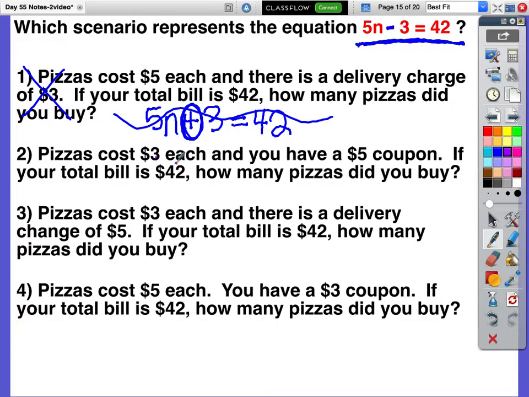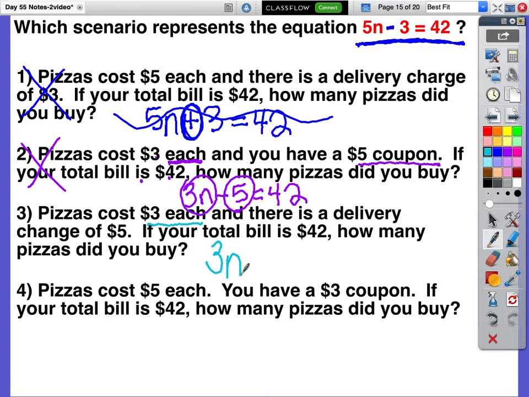Pizzas cost $3 each. Remember, if you see that word each, that's where your variable is going to go. So 3n, and you have a $5 coupon. Now, our coupon takes off money from your total. So we're subtracting 5, and then it is 42, so equals 42. Is that what that problem is asking us? No, because these two numbers are swapped, and that's not correct. All right, let's look at 3. Pizzas cost $3 each, so 3n.